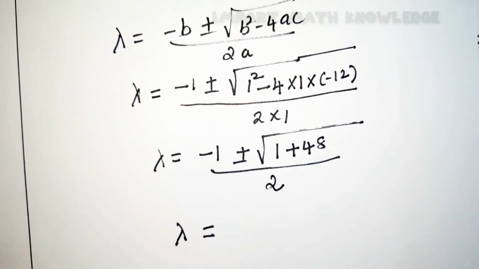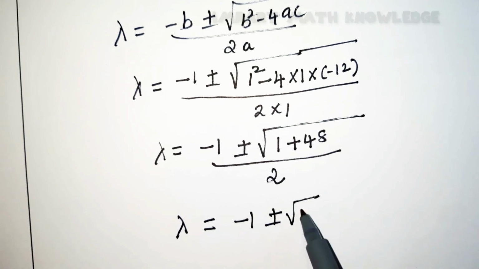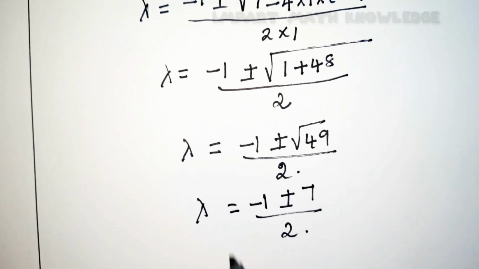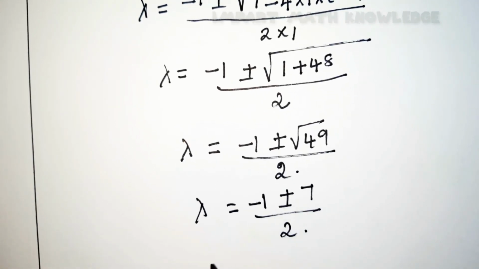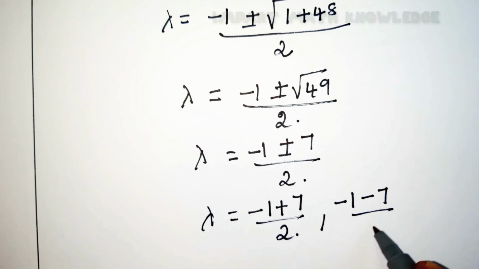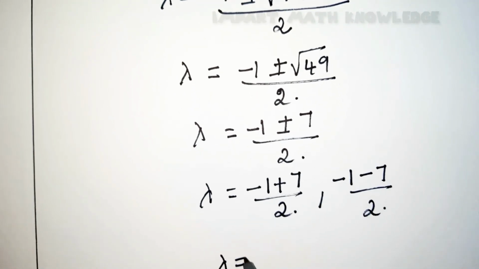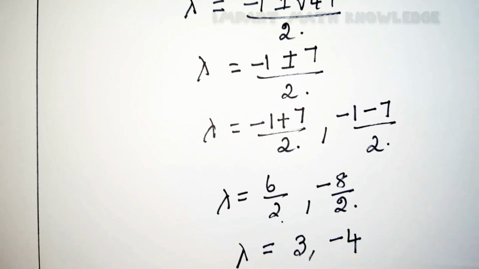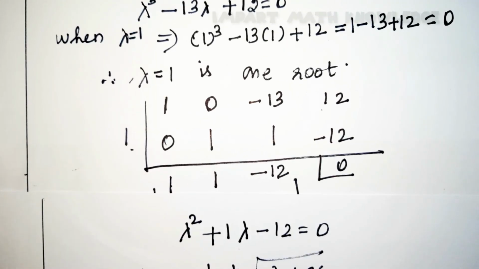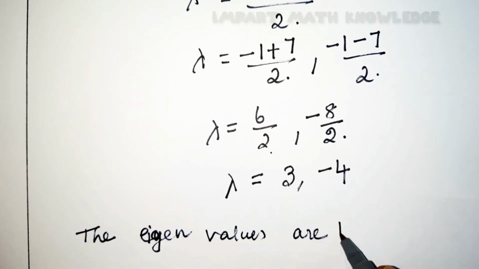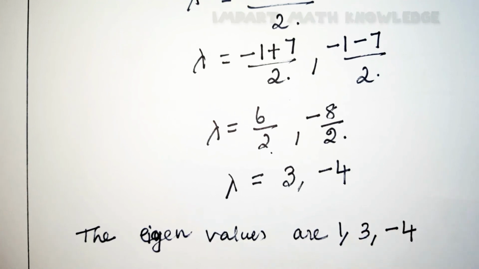So, lambda is equal to minus 1 plus or minus root 49 divided by 2. Root 49 is nothing but 7. So, lambda is equal to minus 1 plus or minus 7 by 2. So, lambda is equal to minus 1 plus 7 by 2, comma, minus 1 minus 7 by 2. So, lambda is equal to 6 by 2, comma, minus 8 by 2. So, lambda is 3, comma, minus 4. So, the eigenvalues are lambda is equal to 1, 3 and minus 4.